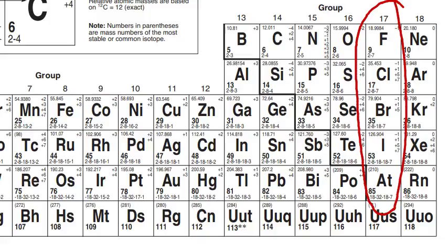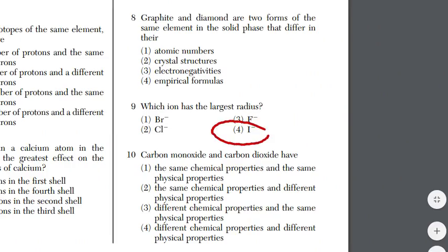When it comes to atoms, as you go down a group on the periodic table, the size of the atoms increase. And since they're all gaining 1 electron, that trend would still be the same. And the largest is going to be iodine. Choice 4.